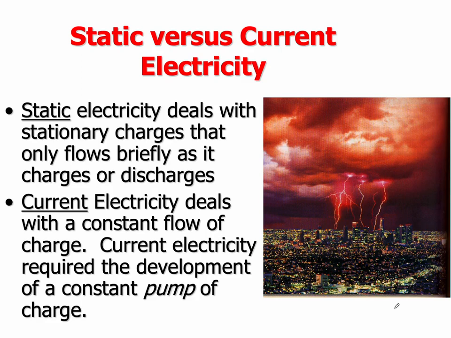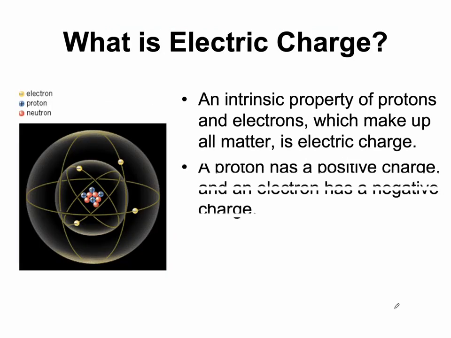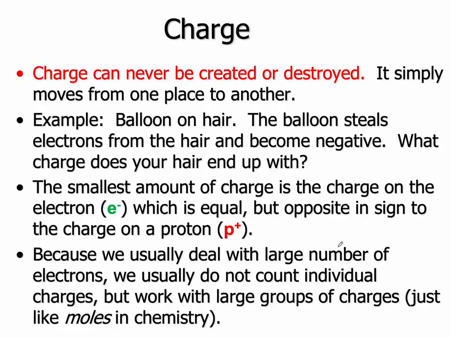Current electricity deals with a constant flow of charge. Current electricity required the development of a constant pump of charge to make that work. Before we get into that pump, just a quick reminder, a couple things about the atom. Remember, electrons are negatively charged, protons are positively charged, but it's only the electrons that really can be moved around in a circuit. We can't move protons around unless we involve a nuclear reaction, which typically you don't have in most households or classrooms.